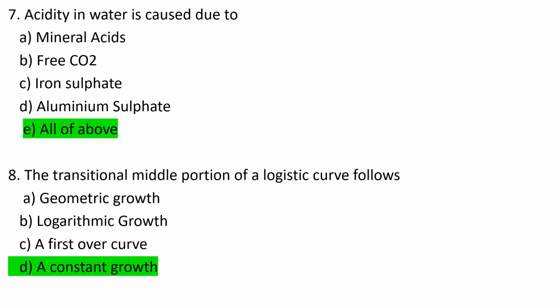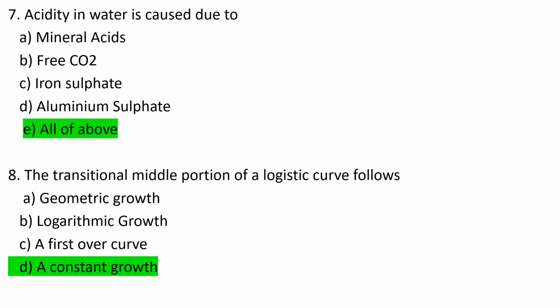Coming to question number 7. Acidity of water is caused due to, we have got 5 options. First one, mineral acids, then free CO2, then iron sulfide, then aluminum sulfide, last one, all of the above. So actually acidity of the water is caused by all these compounds: mineral acids, free CO2, iron sulfate and aluminum sulfate. So the answer is all of the above.